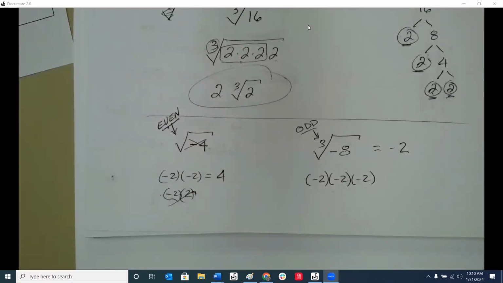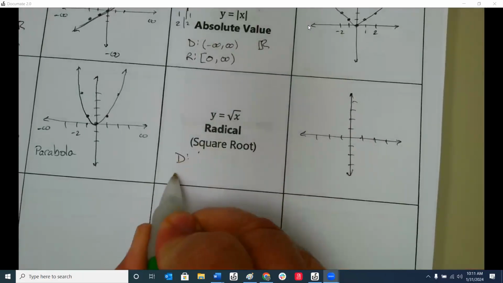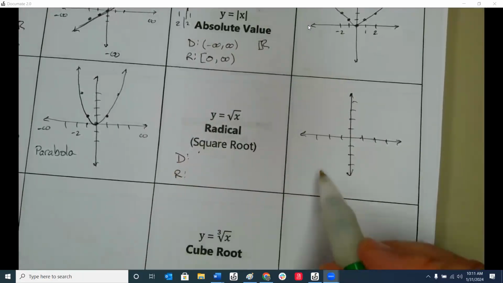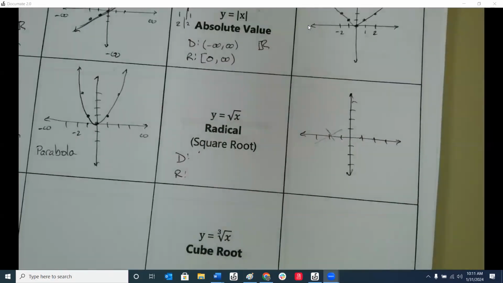Make a little bit more sense? So again, if the root is odd, 3rd root, 5th root, 7th root, 9th root, 11th root, then it can be positive or negative inside there. Which now goes to what we need to talk about when we talk about our graph of our square root. So in our square root, we cannot have negative numbers. The answer cannot be negative.